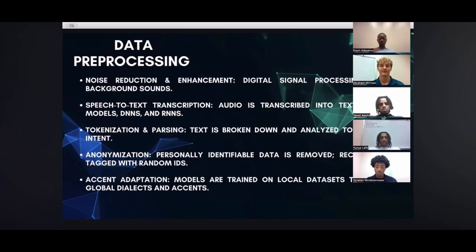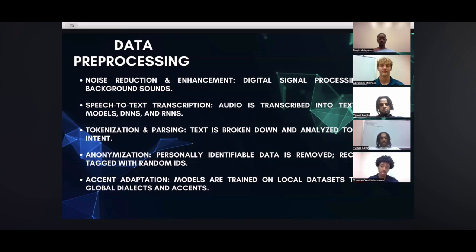Moving on, we have data pre-processing. Now that we talked about how Siri collects data, let's look at what happens next with pre-processing. One thing is raw audio isn't ready to be used as is, so Apple cleans it up first, removing background noise and static using signal processing. Then comes transcription. Siri uses deep neural networks to convert speech into phonemes.